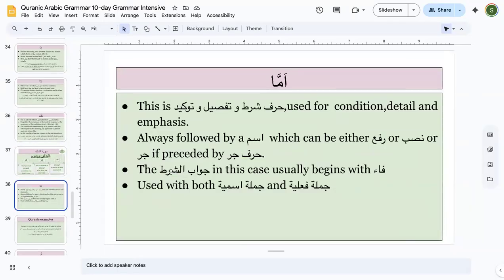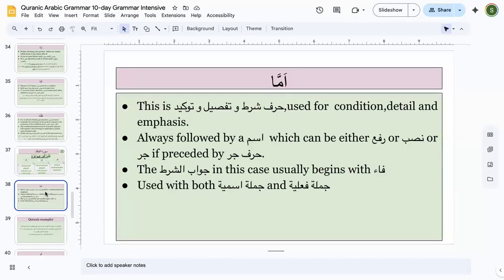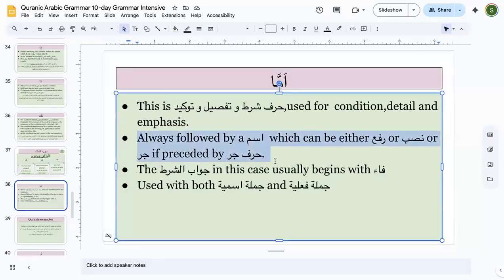Okay, then comes amma, and the unique feature of this one is that it can enter both jumla ismiya and jumla fi'liya. So let's see what is very special about it. Amma, which is shartiya, is always going to be followed by an ism. And this is so important to know that this is going to change everything for you.